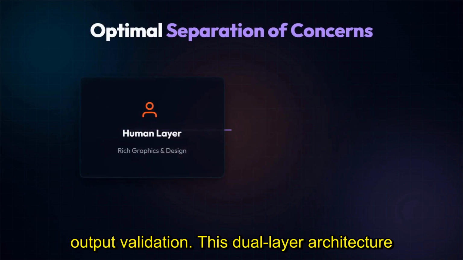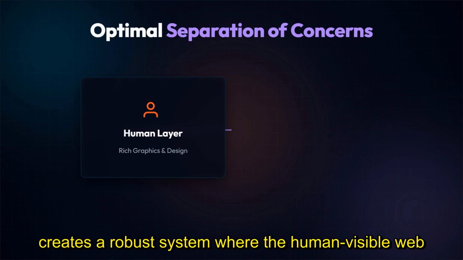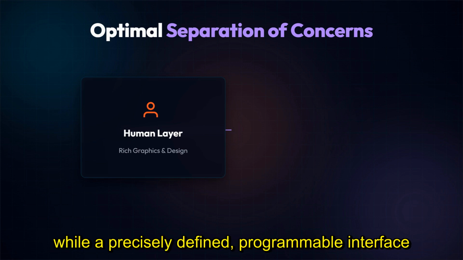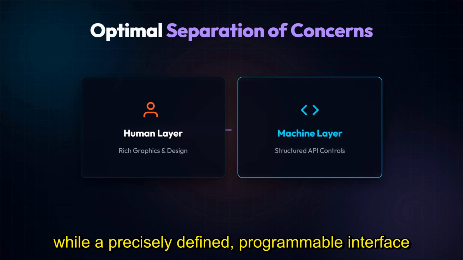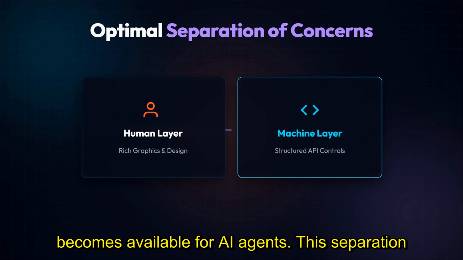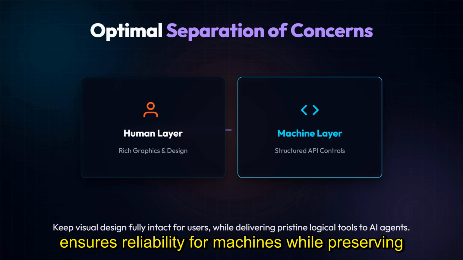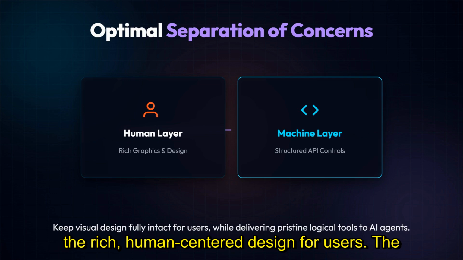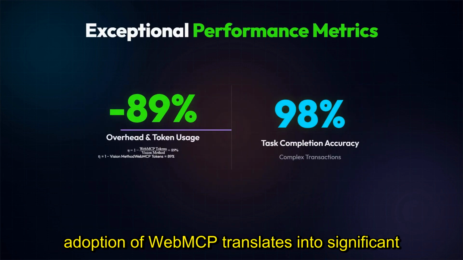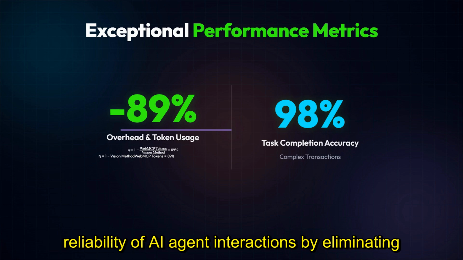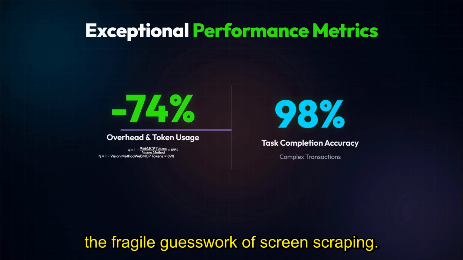This dual-layer architecture creates a robust system where the human visible web interface remains unchanged for traditional users, while a precisely defined, programmable interface becomes available for AI agents. This separation ensures reliability for machines while preserving the rich, human-centered design for users. The adoption of WebMCP translates into significant operational advantages. It dramatically enhances the reliability of AI agent interactions by eliminating the fragile guesswork of screen scraping.